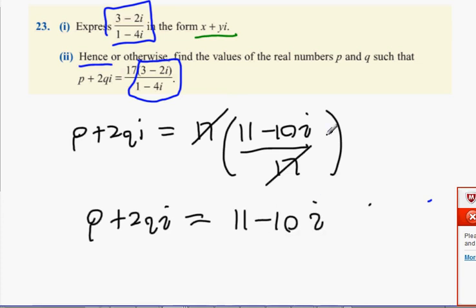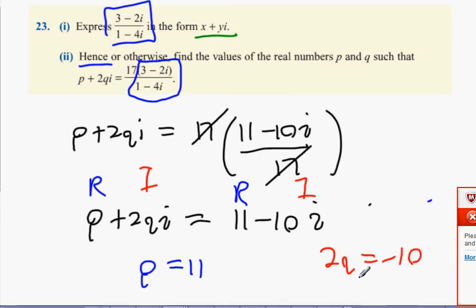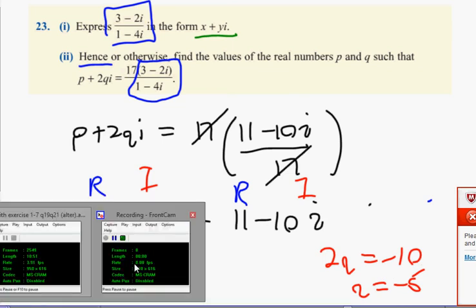Match up real with real, imaginary with imaginary. Real with real means p equals 11. Imaginary with imaginary means 2q equals minus 10, and q therefore equals minus 5. Is that alright? Okay. How many people got it out?